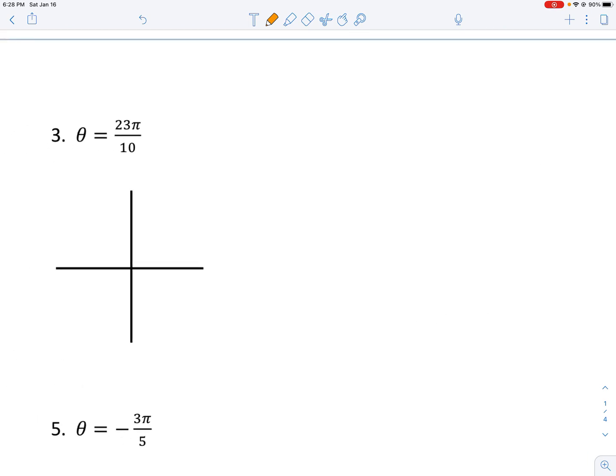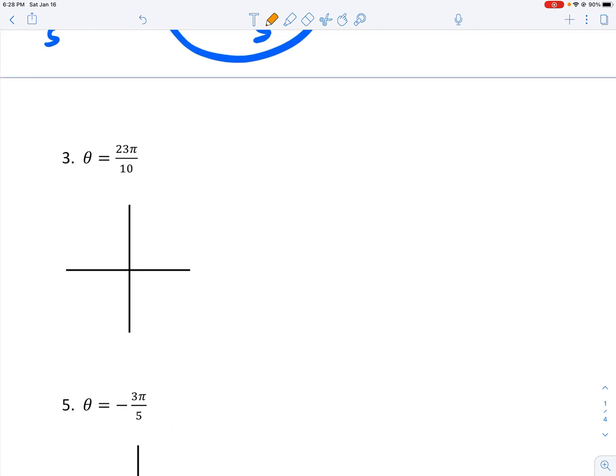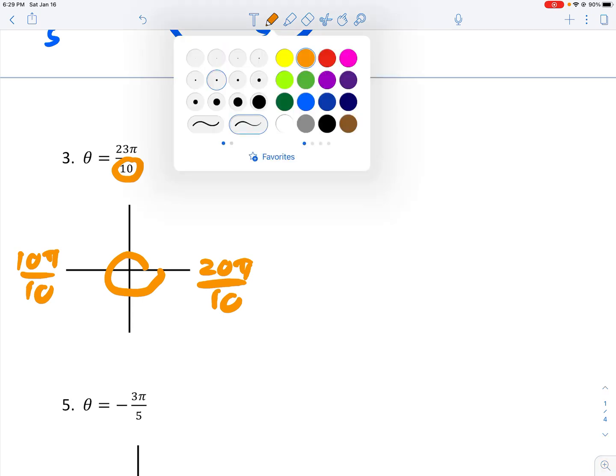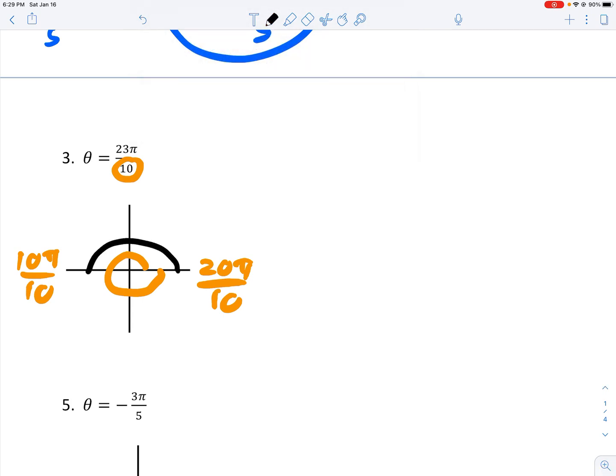Now, 23 pi over 10. So this would be 10 pi over 10, because we're working in tenths. So then 2 pi in terms of tenths would be 20 pi over 10. So I know I go all the way around one time. But I don't make it back, because from here to here is a distance of 10 pi, so I'm half of that, 15. So I don't make it all the way there. I'm into quadrant 1.